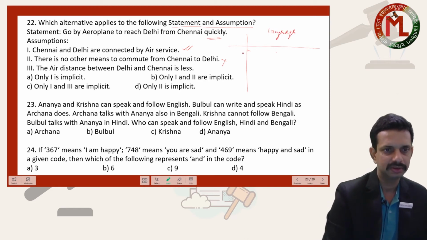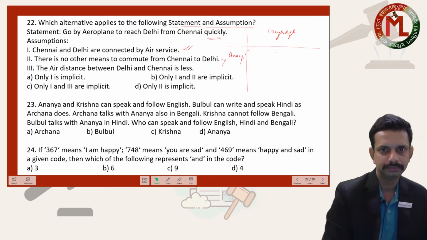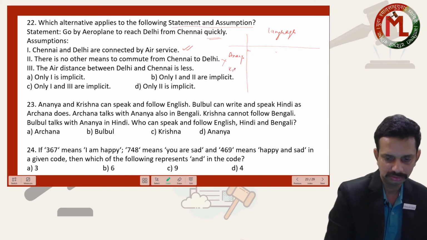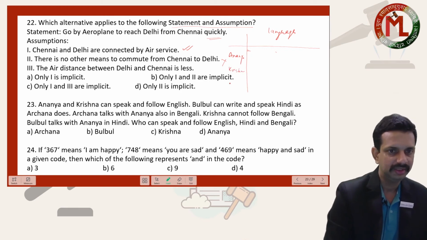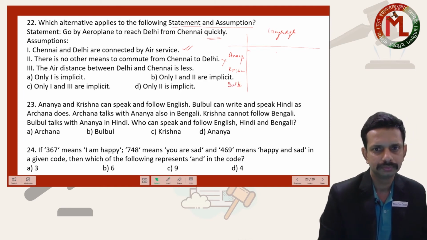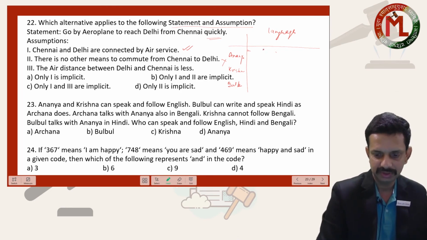Here are the names. The names are Ananya. Then the next name is Krishna. Then Bulbul. Right? Now I'm not going to write all the names. Then we have some languages.